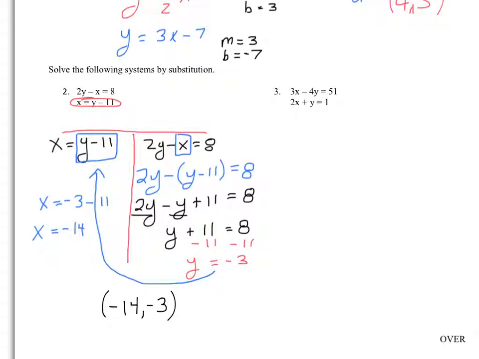Number 3, we do not have a variable isolated. So I'm going to pick one of these two equations that I feel should be the easier one to get isolated, and it's definitely the bottom one because you already have a coefficient of 1 in front of y. So if I subtract 2x from both sides, I can rewrite that bottom equation as y equals negative 2x plus 1.